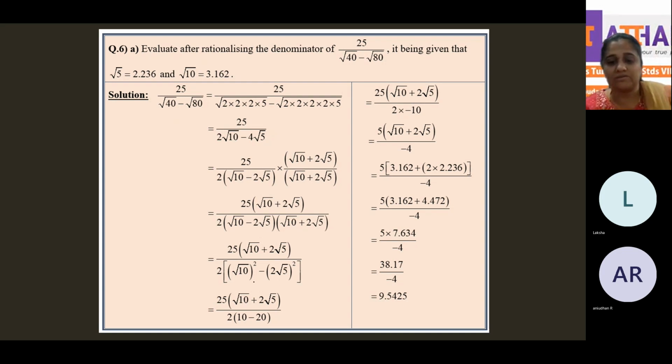Oh, I think I forgot to put the minus sign, no, in the final answer. Minus.